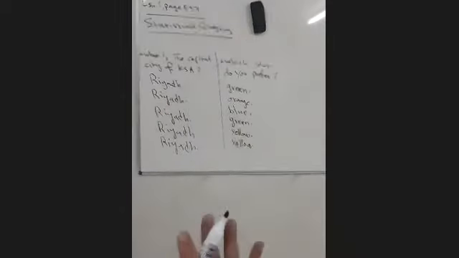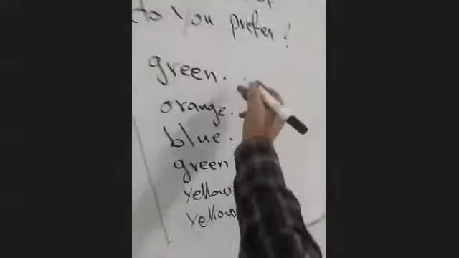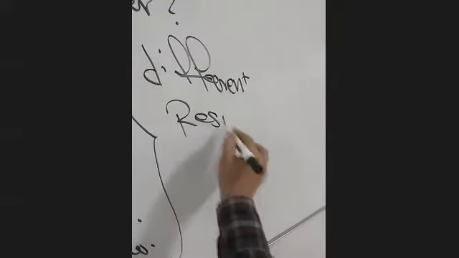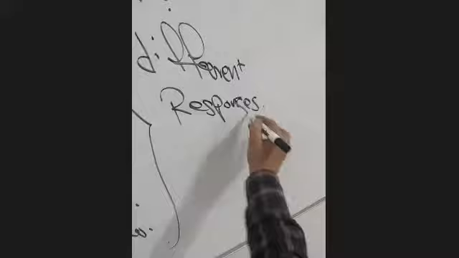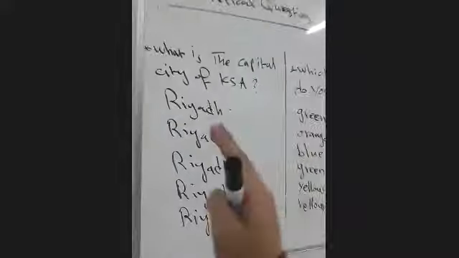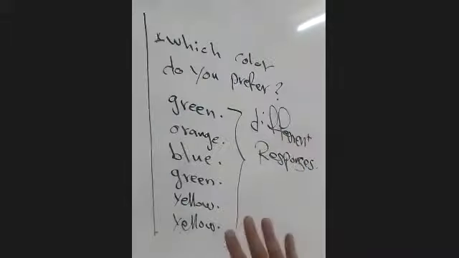Now look at the two questions here. I ask the same students the same questions. The first one, which color do you prefer? I have different answers, different responses, I will call them. But when I ask the same students, what is the capital of KSA? All of them said it is Riyadh City. It has one correct, true answer. Here we have different answers. Here it depends on each student's opinion.